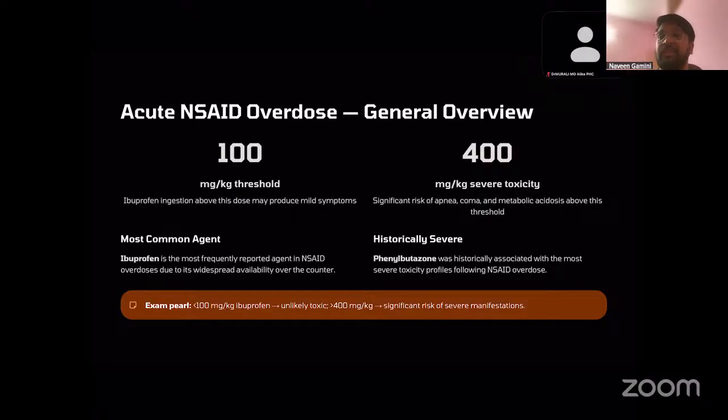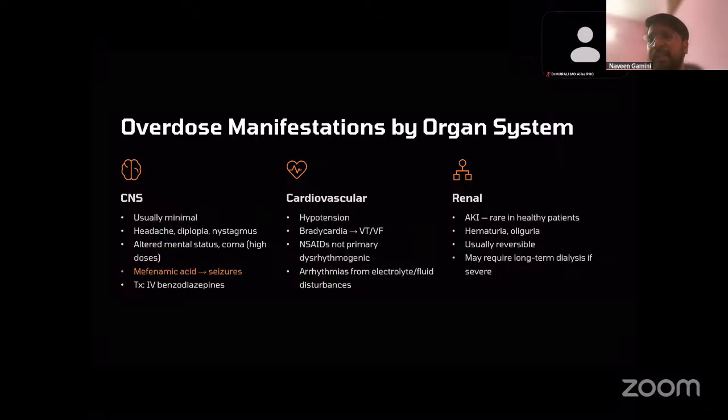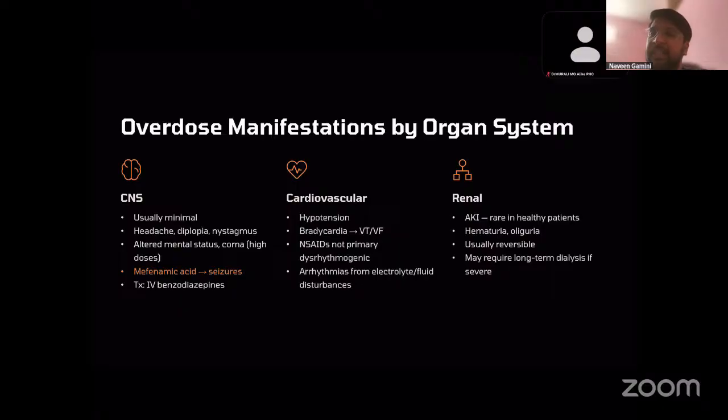Again, system-wise, it is the same as the side effects we have described, but at a higher level. The key important point in CNS: if the NSAID is mefenamic acid, it can cause seizures. Treatment of these seizures is by IV benzodiazepines. Regarding cardiovascular, bradycardia and arrhythmias resulting in VT and VF can also be seen. But NSAIDs are not primarily arrhythmogenic.